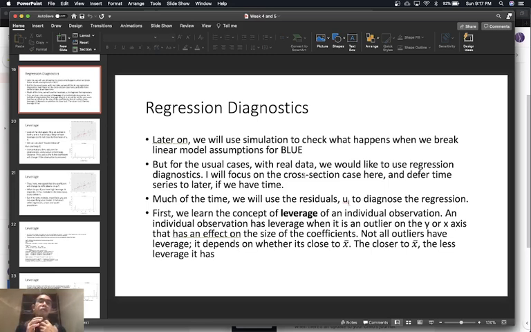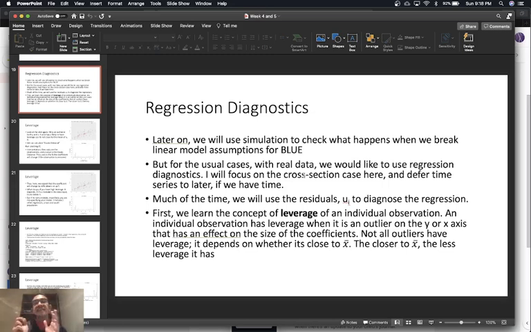I guess the most practical concept that we will learn right now is called leverage. There's a concept of leverage of an individual observation. An individual observation has leverage when it is an outlier on the y or x axis, and that has an effect on the size of the coefficients. To have an effect on the size of the coefficient, you have to be not just an outlier on the x-axis, but also an outlier on the y value as well.